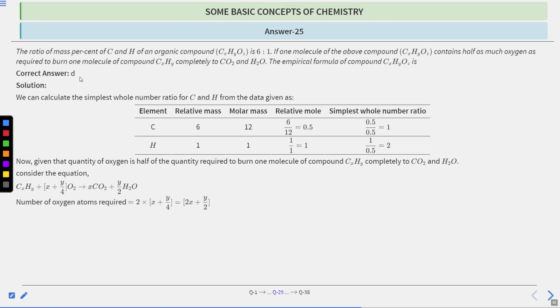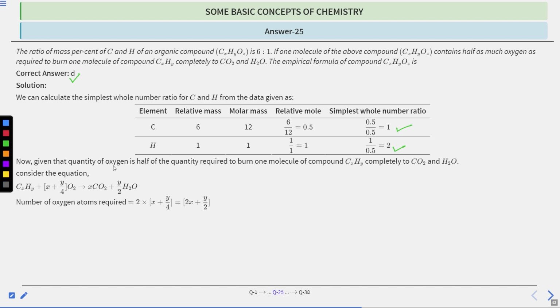Okay, so the correct answer will be option D. How? So we can calculate the simplest whole number ratio for carbon and hydrogen from the data that is given here. For the elements carbon and hydrogen, the relative mass is 6 and 1. The molar mass is 12 and 1. The relative moles will be 6 divided by 12, that is 0.5, and 1 by 1, that is 1. So the simplest whole number ratio will be 0.5 divided by the smallest relative mole, that is 0.5, which equals 1. And for hydrogen, 1 divided by 0.5, that is 2.